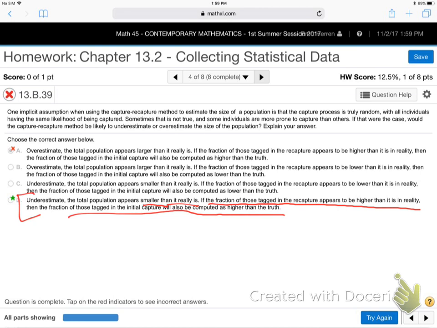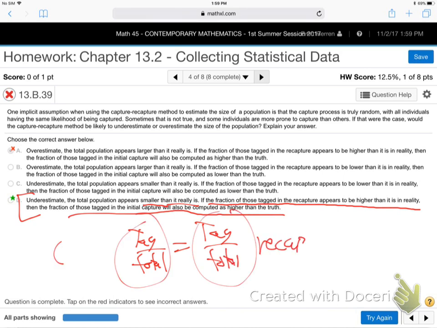That's confusing, isn't it? Yeah. So I'm going to leave it at that. That's a little bit of a tricky question. But I can explain a little. I don't want to use up too much time. So basically they're saying, remember, it's tag over total equals tag over total, right? And this is the recapture, and this is the first capture.